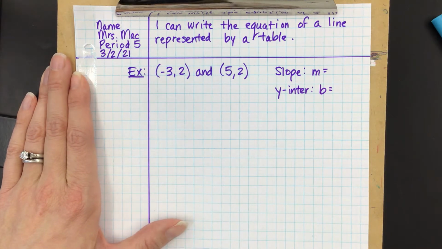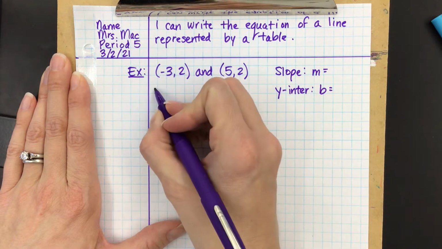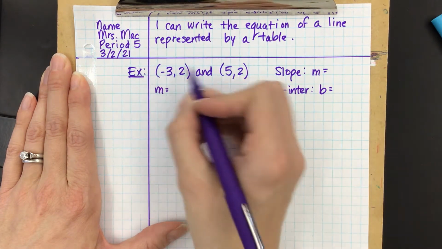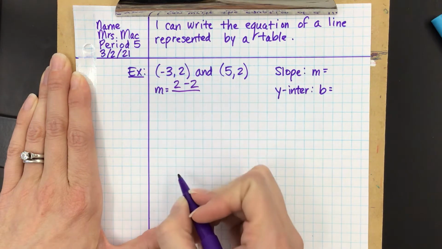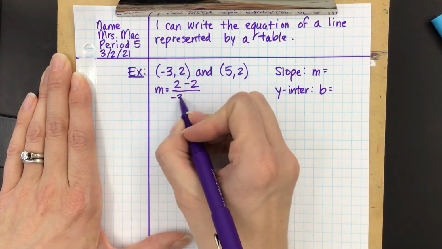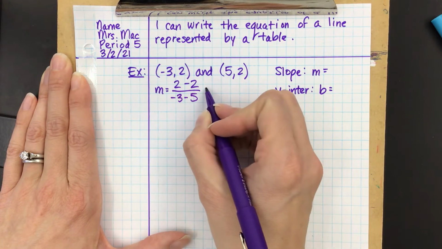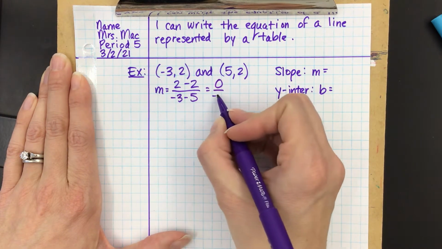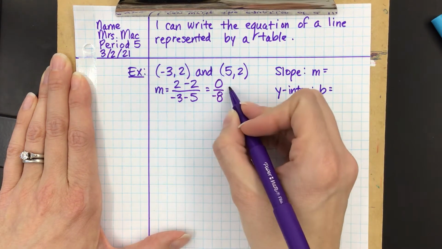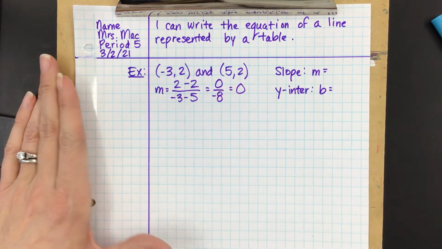So for my slope, I'm going to subtract my y's on the top. I'm going to subtract my x's on the bottom. And I'm going to get a slope of 0 over -8, which is just 0.